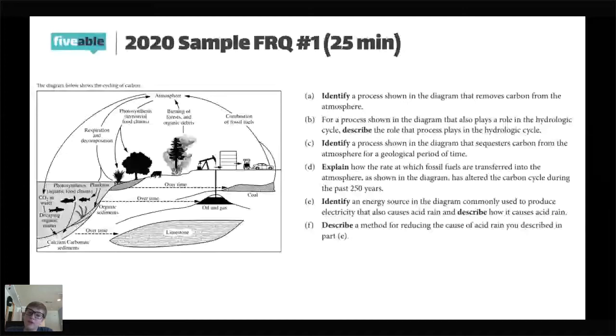So for part B, identify a process shown in the diagram that also plays a role in the hydrologic cycle. Hydrologic is a fancy word for water, if you didn't know that. Then describe the role that the process plays in the hydrologic cycle. So we talked about photosynthesis and then the ocean as a carbon sink. Does anybody have anything that could intertwine the ocean with the hydrologic water cycle, or photosynthesis with the water cycle? I can think of ways for both. So either thing you chose could be fine. But does anybody have any ideas?